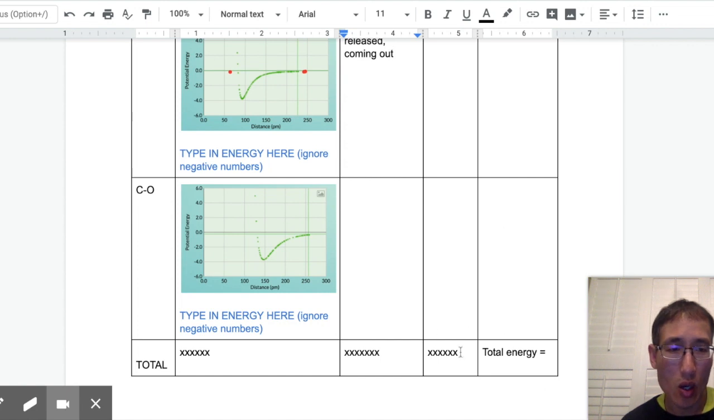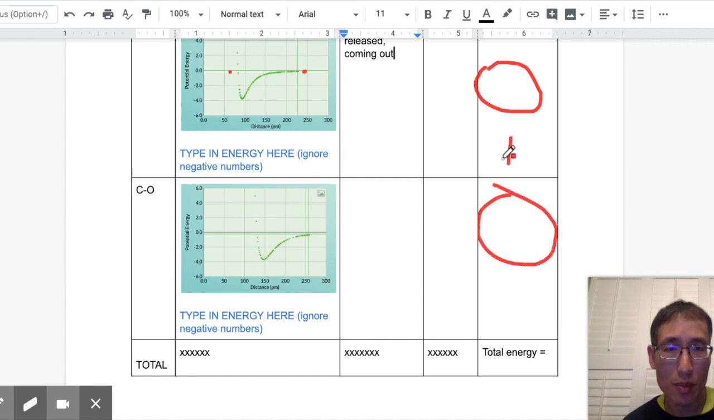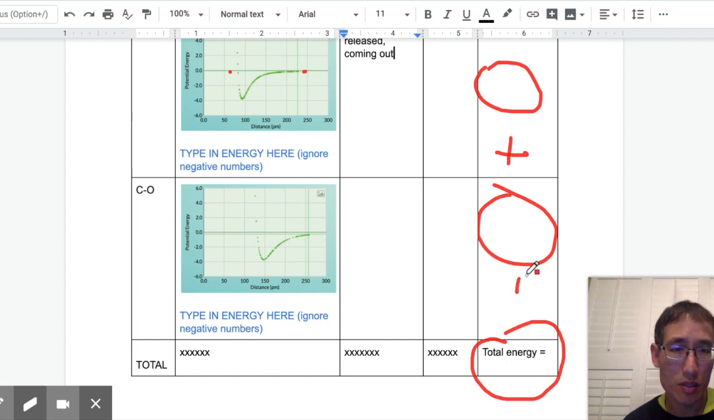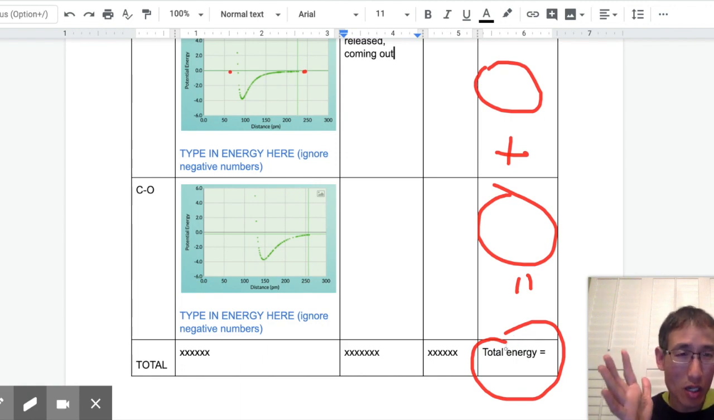And then once you have this number up here and you have this number up here, add those up and get this total number down here. This plus this gives me a total energy. And then I want you to be thinking about, well, does more energy go in, or does more energy come out?